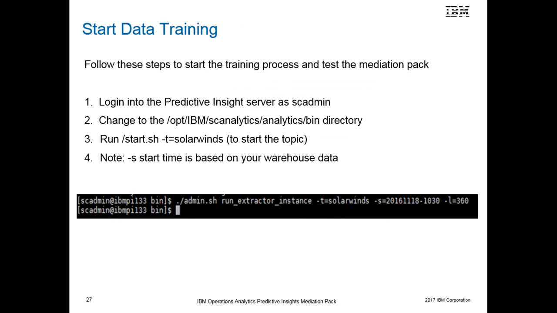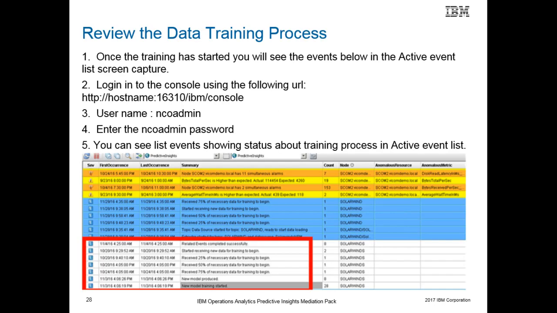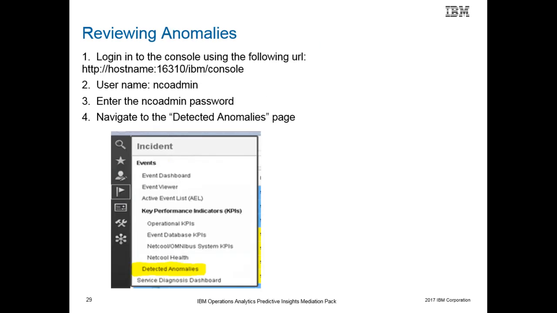You will now start the data training process by logging into the Predictive Insights server and change to the bin directory. After you have changed to the directory, run the command shown in the slide. After the data training process has started, you can check on the process by looking at the active event list as shown in the slide. Typically, the training process can take up to 2 weeks before the anomalies are accurately predicted.